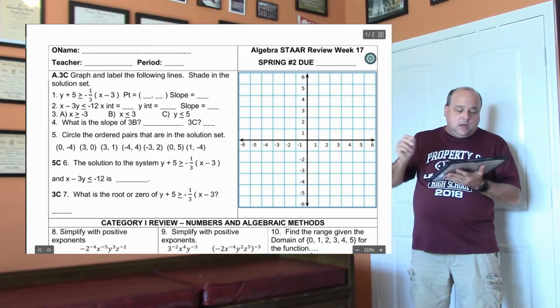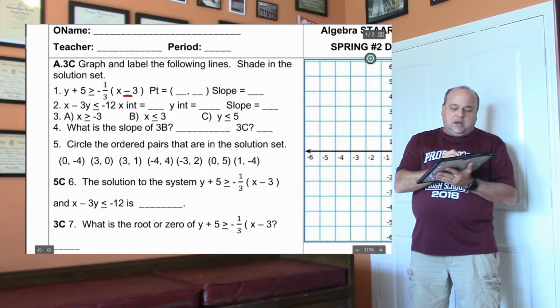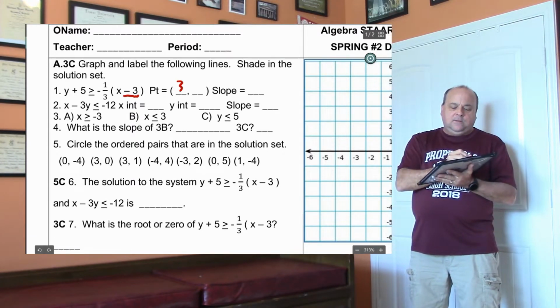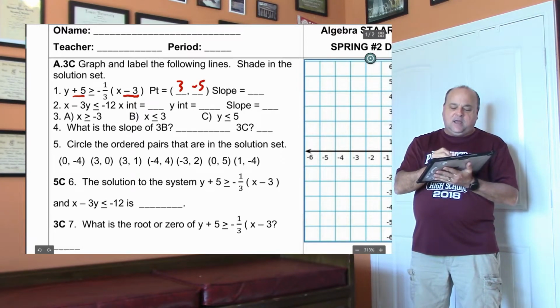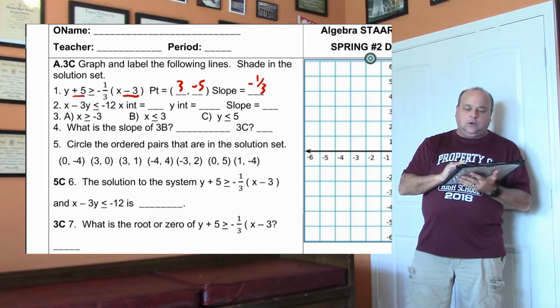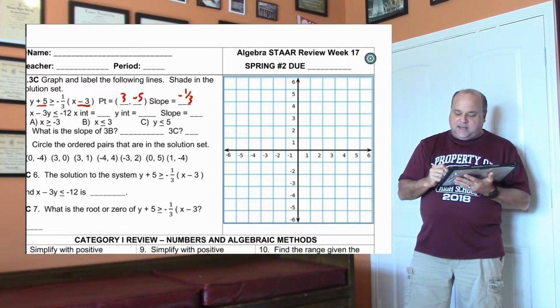Okay, on number 1, I'm going to zoom in right here. This would be our x: the opposite of a -3 is a +3. This would be our y: the opposite of a +5 is a -5. And this is our slope, -1/3. So we're going to graph the point and trace the slope. We're going to graph 3, -5, and then our slope is -1/3, so down 1, right 3.